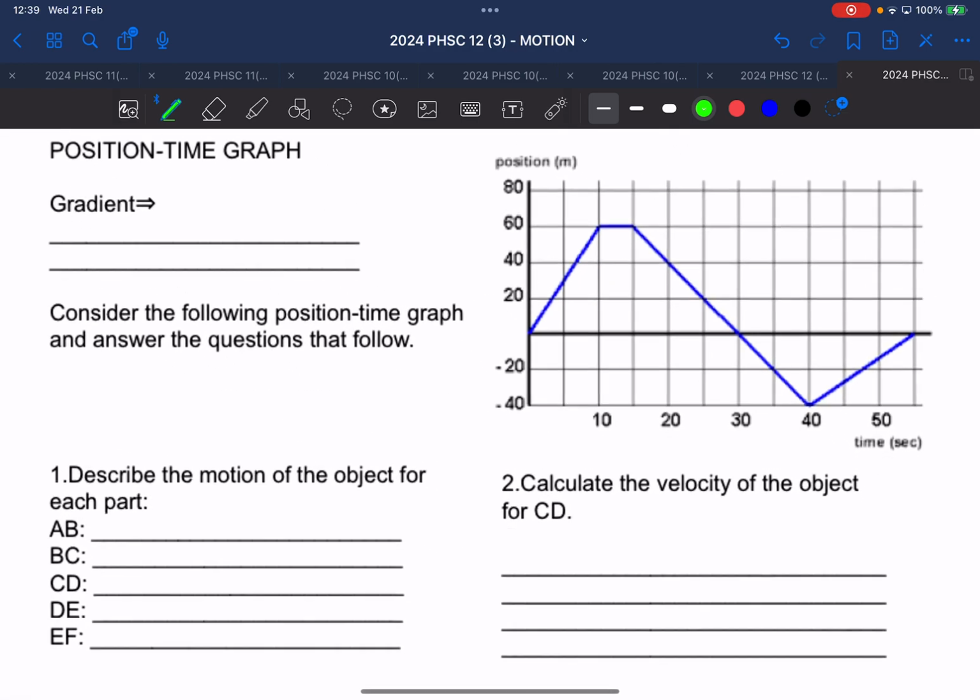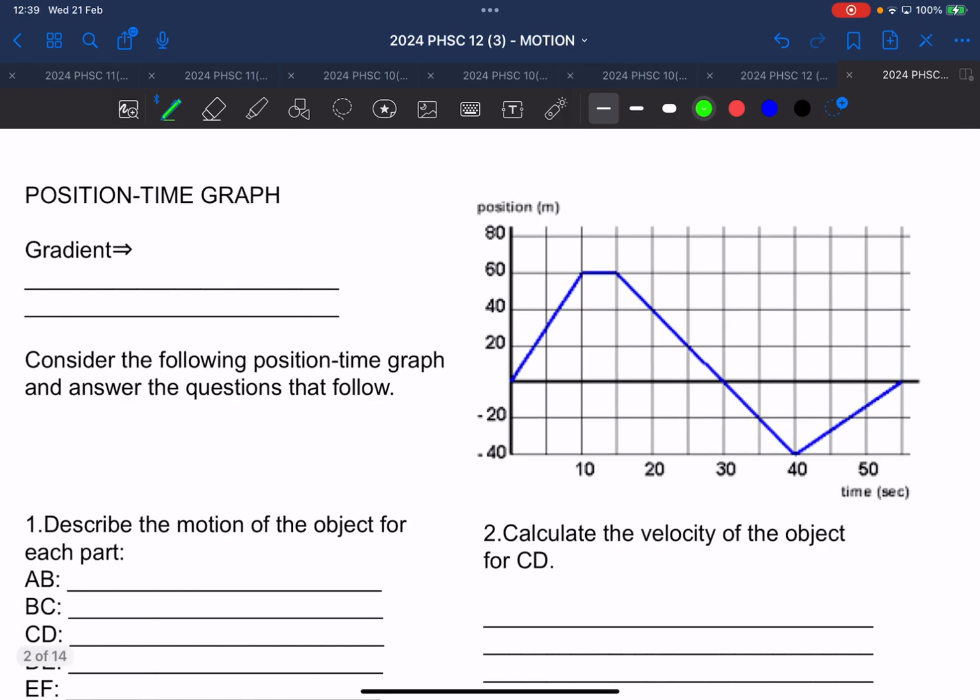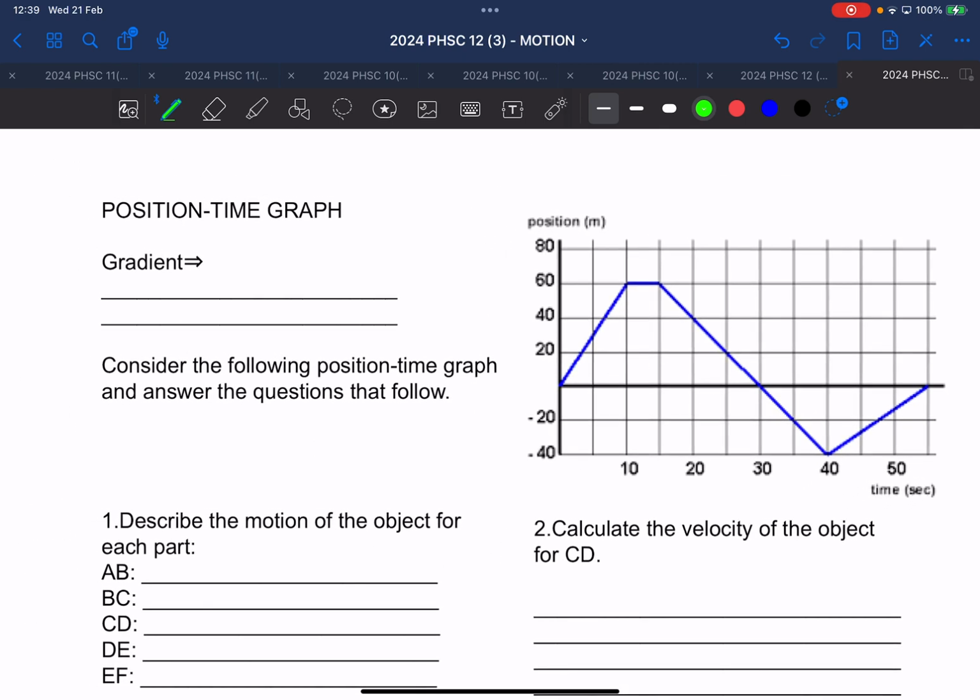Okay. The first type of graph we're going to look at is a position time graph. They also refer to it as a distance time graph, or distance or displacement time graph. It depends on the scenario. So position, distance or displacement, but it's all in meters, versus time.